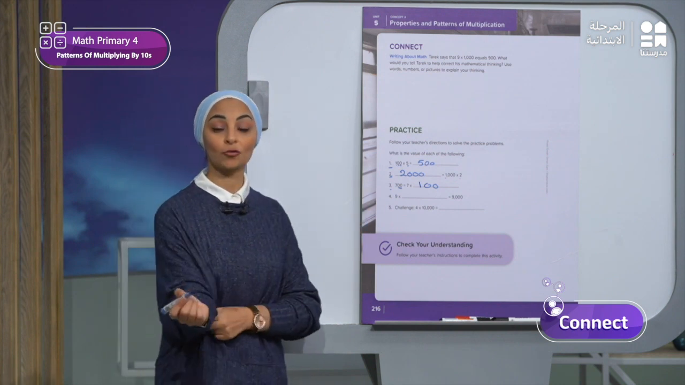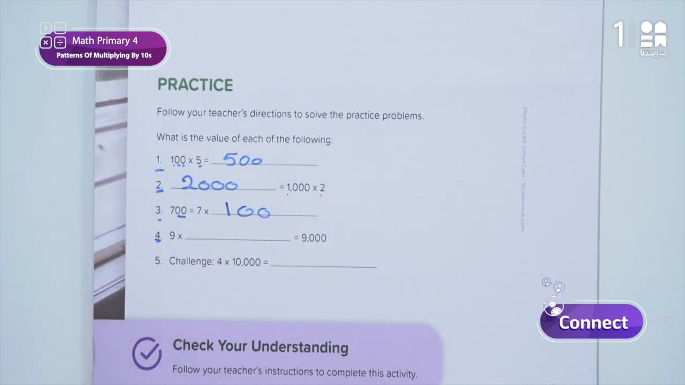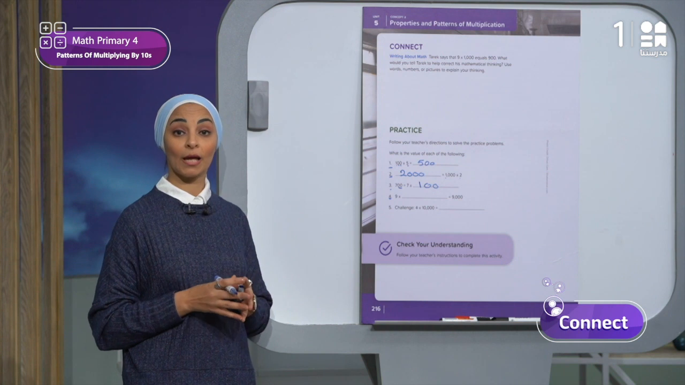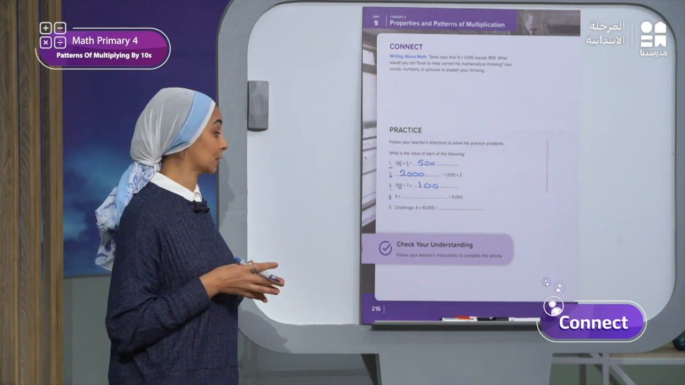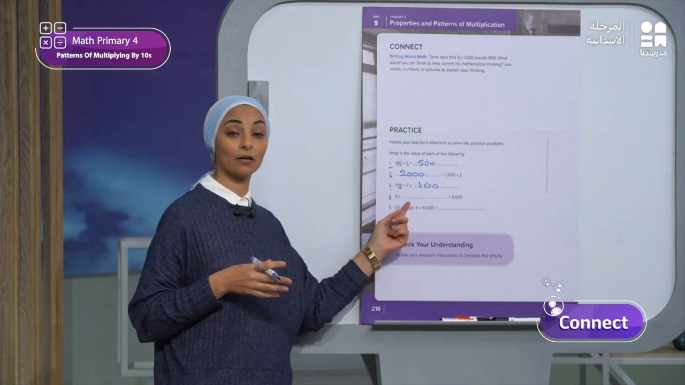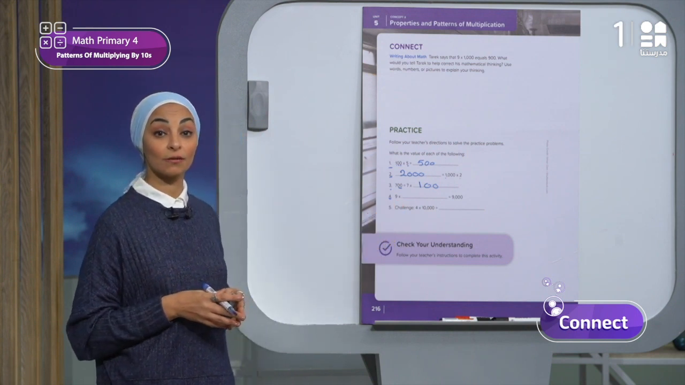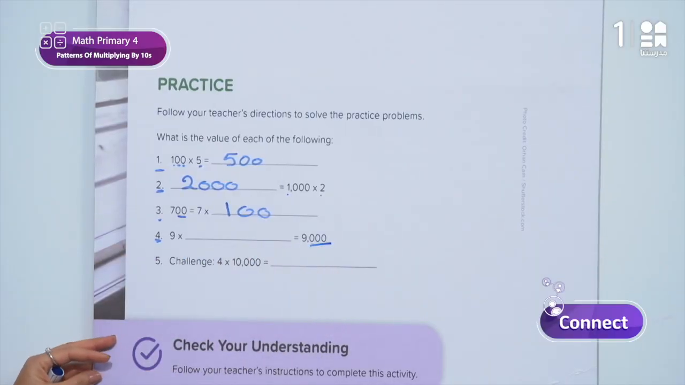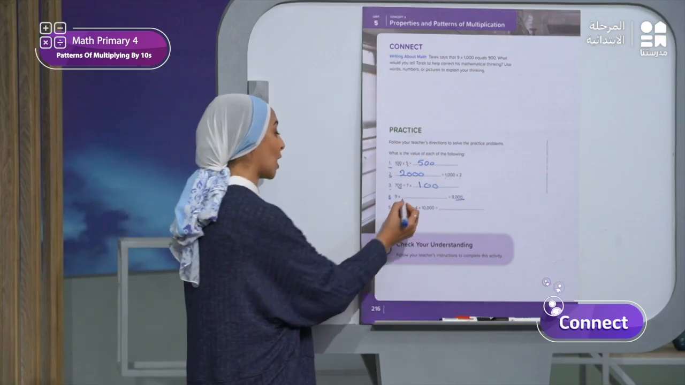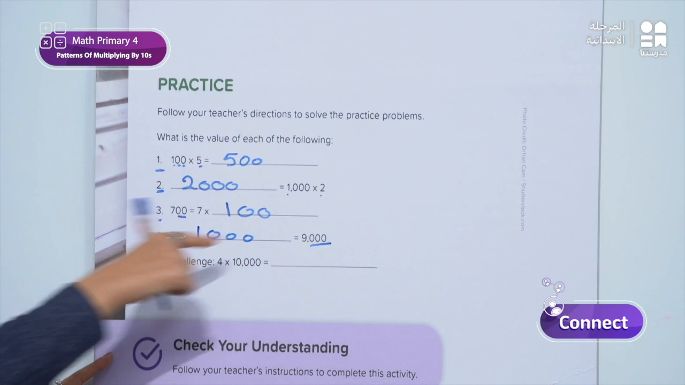Okay, let's move now to problem number 4. Problem number 4 here is the same way. I will solve it the same way. Here we need to know what number I will multiply by 9 to get 9000. Ask yourself, 9 times what equals 9000? How many zeros does 9000 have? 9000 has 3 zeros. 1000 has 3 zeros. So I will multiply by 1000. 9 times 1000 gives me 9000.